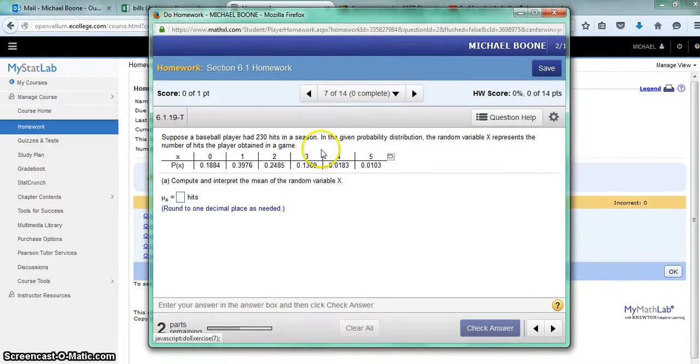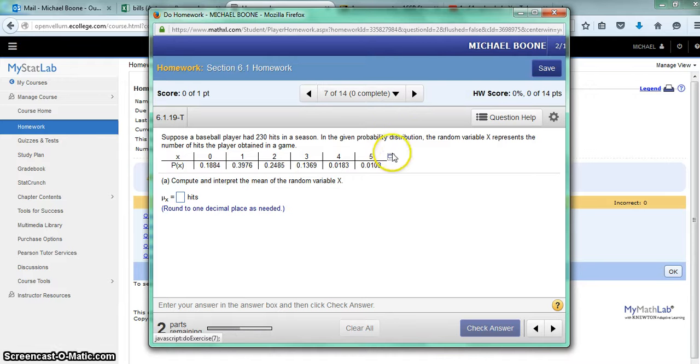Alright, so here's a problem from Chapter 6, Section 1. Given a probability distribution, again, the sum of the probabilities should add up to 1, 100%. These are the different events. So during a season, the probability that someone got 0 hits during a game was that, 1 hit during a game was that, 2, 3, 4, and 5. So apparently no one got more than 5 hits during a game. That seems kind of unlikely anyway.